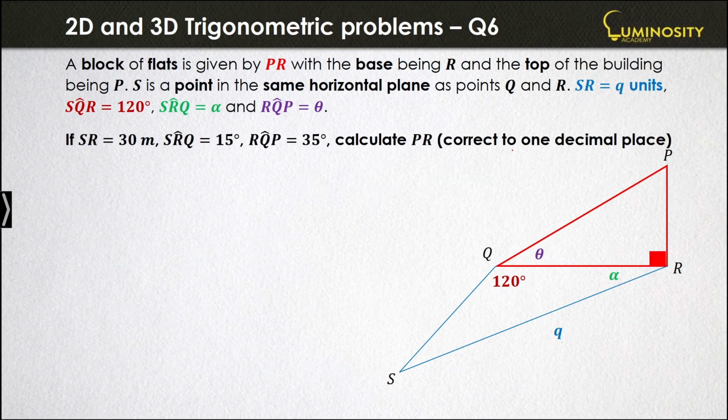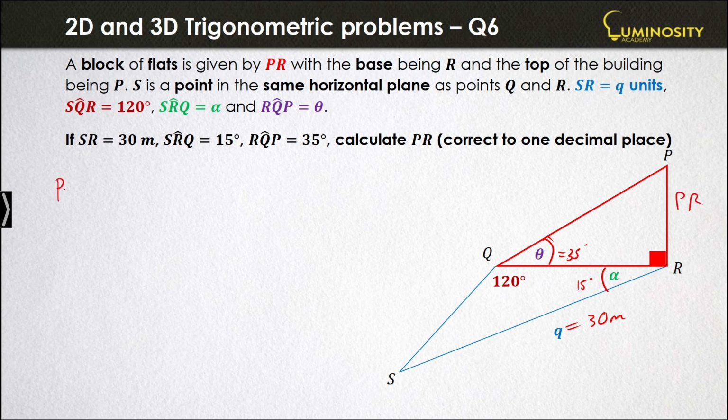Okay, so now we're given some information. If SR, which is Q, is 30 meters, SRQ, so this angle alpha, is 15 degrees, and angle RQP, which is theta here, if that theta is equal to 35 degrees, calculate the height PR of the buildings.